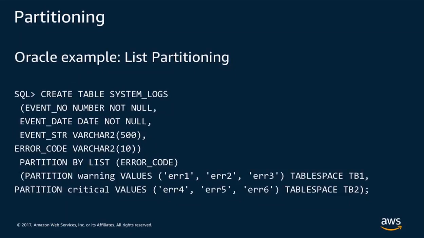So let's look at an example of list partitioning. If you look at the create table statement there, I'm trying to create a table called system_logs, and I'm partitioning it based on a particular list. Errors 1, 2, 3 are going into tablespace 1 in its own partition called warning, and errors 4, 5, and 6 are going into tablespace 2 in its own partition called critical.